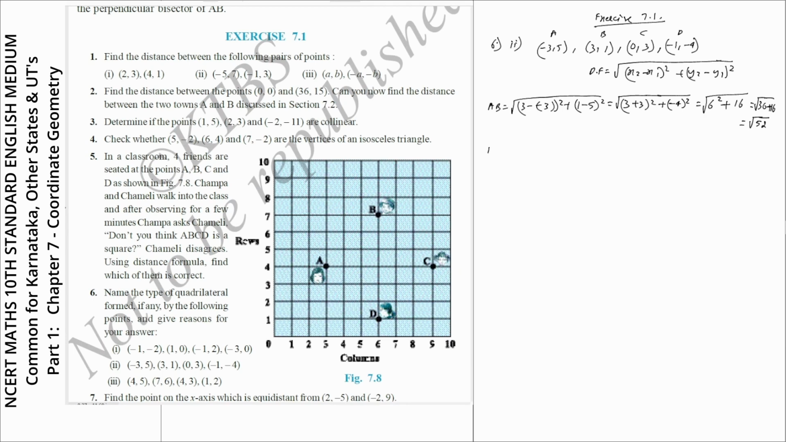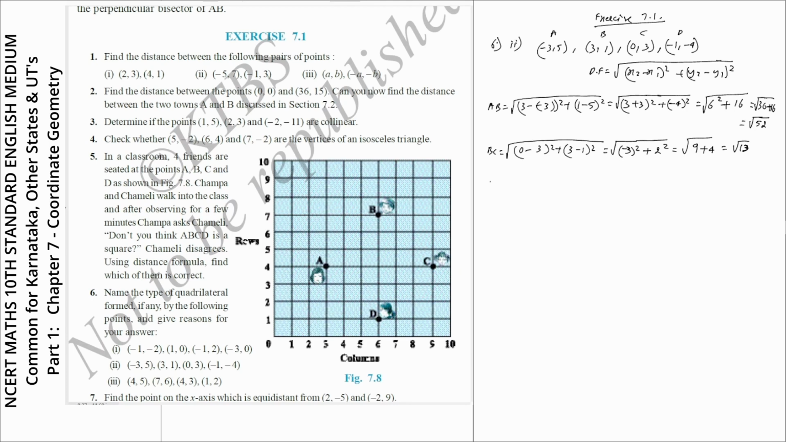Now what is BC? BC is given by square root of x2 minus x1 the whole square, that is 0 minus 3 the whole square, plus y2 minus y1 the whole square, that is 3 minus 1 the whole square. So 0 minus 3 is minus 3 only, so minus 3 the whole square, plus 3 minus 1 is 2 the whole square. So minus 3 the whole square is plus 9, minus 3 into minus 3 is plus 9, plus 2 square is 4, so 9 plus 4 is 13, so this is root 13.